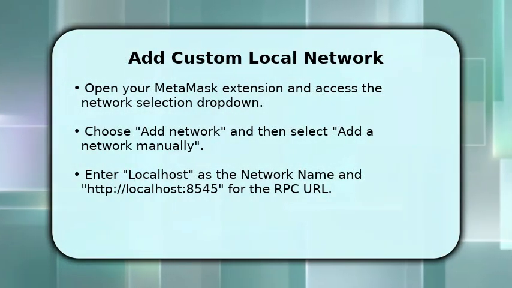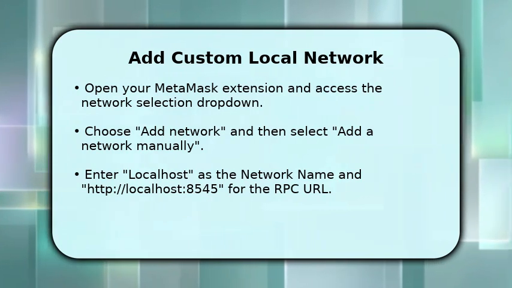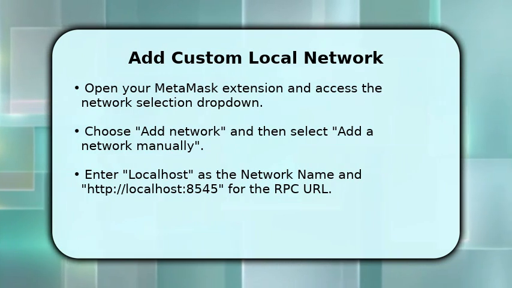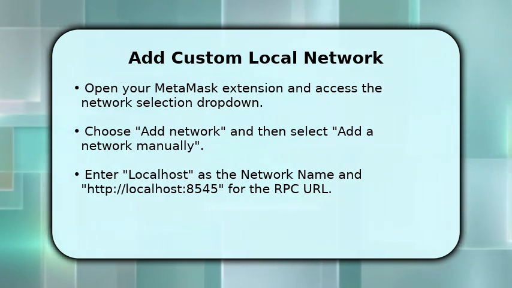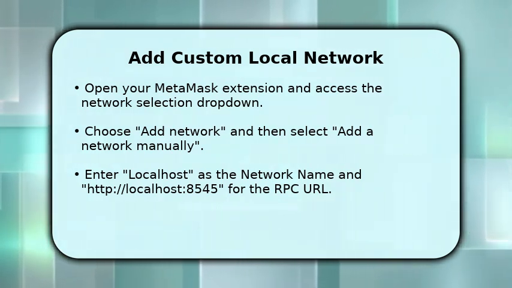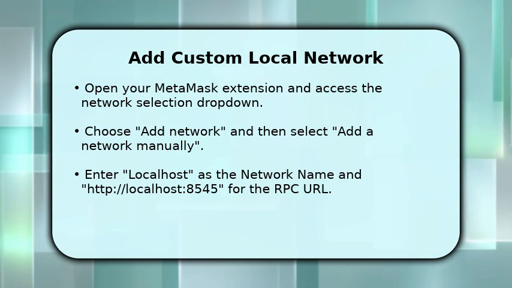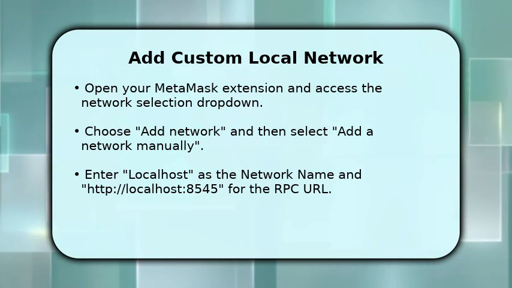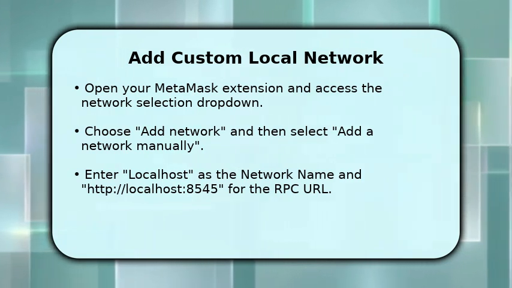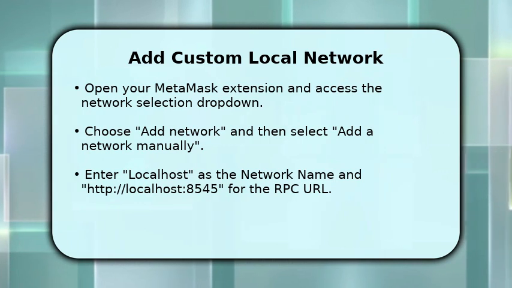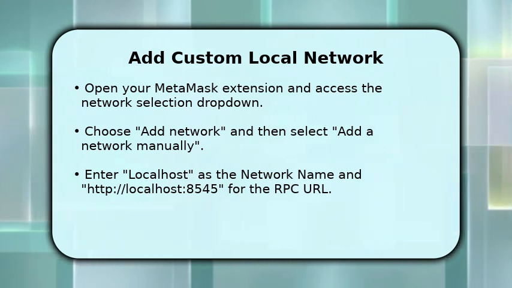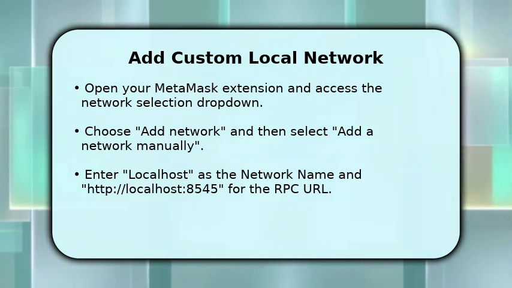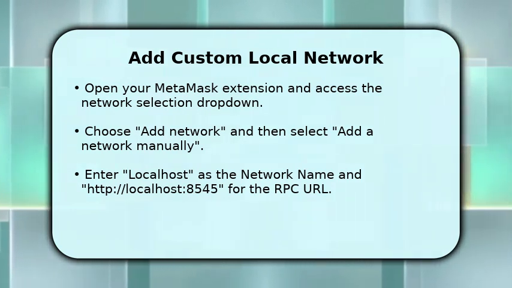Next, let's configure MetaMask. Open your MetaMask extension and click on the network selector at the top. Choose Add Network, then add a network manually. You'll need to input a few details. For the network name, you can use localhost. The new RPC URL should be http://localhost:8545. Set the chain ID to 1337 and the currency symbol to ETH. Then, simply save these settings.